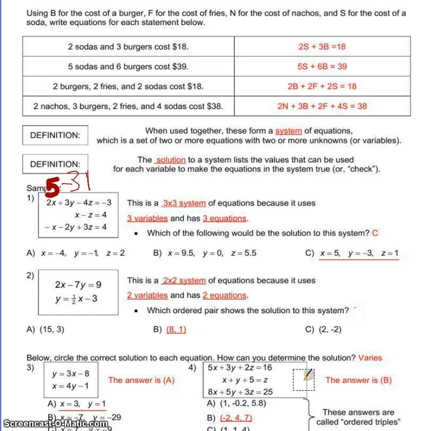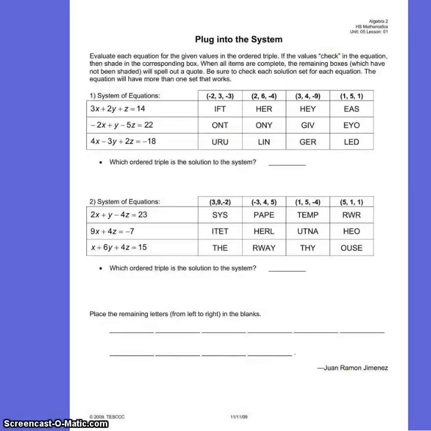Okay, I want you to stop here. You notice the other side of your worksheet is called plug it in, and it should look like this. It's called plug-in systems. Now you're going to work this in class tomorrow, but if you want to go ahead and get started, you can.